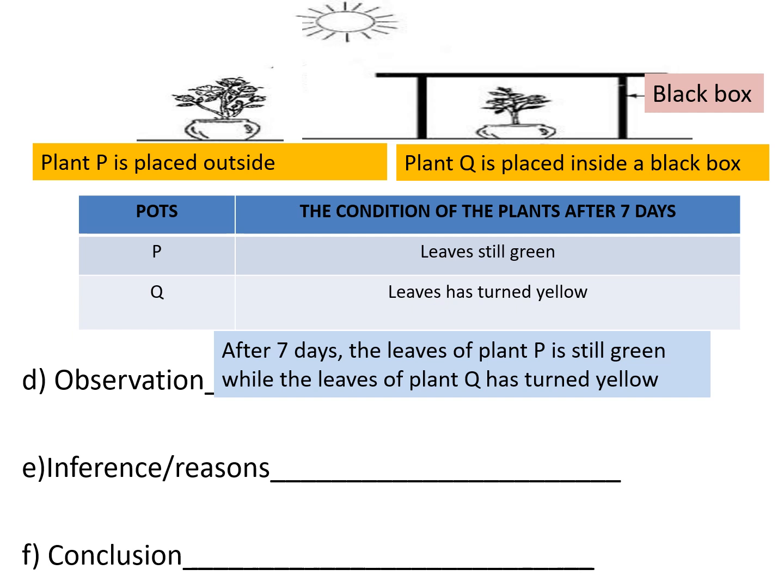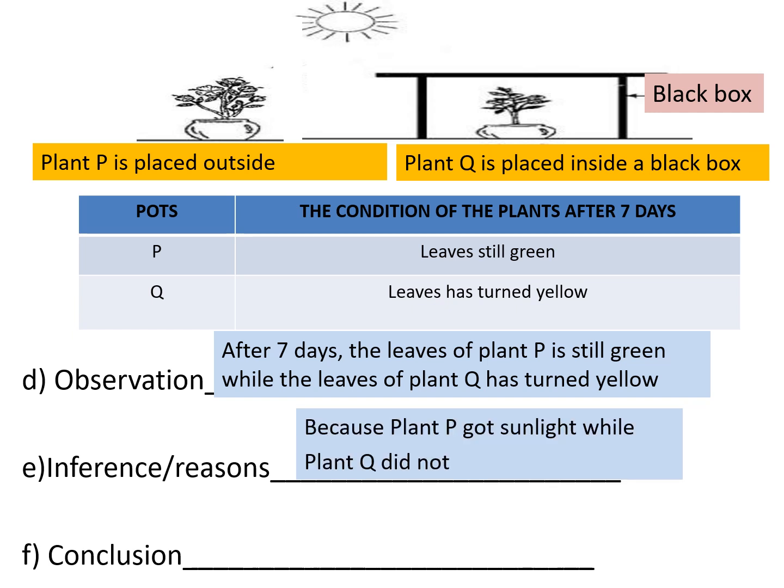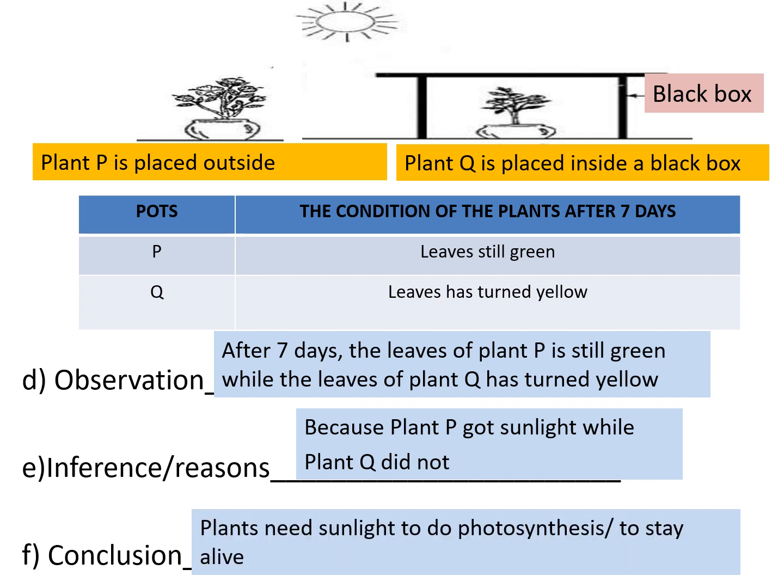And the inference or reason is because plant P got sunlight while plant Q did not. And the conclusion or what we have learned from this experiment is plants need sunlight to do photosynthesis or to stay alive.